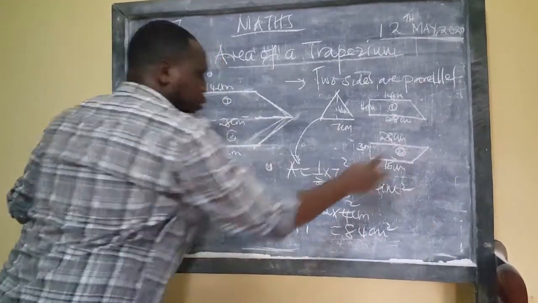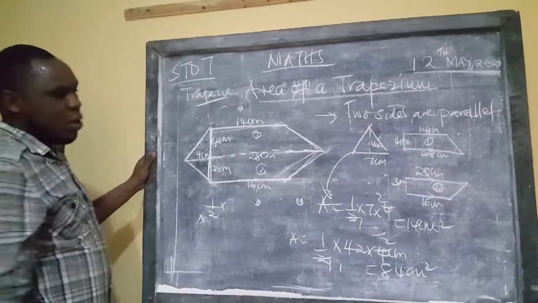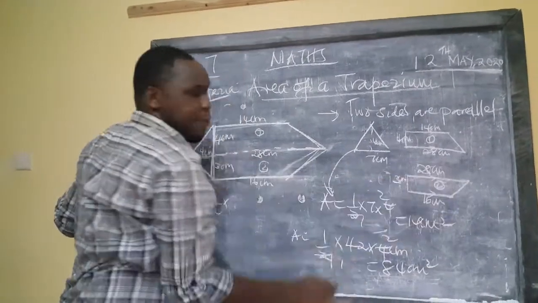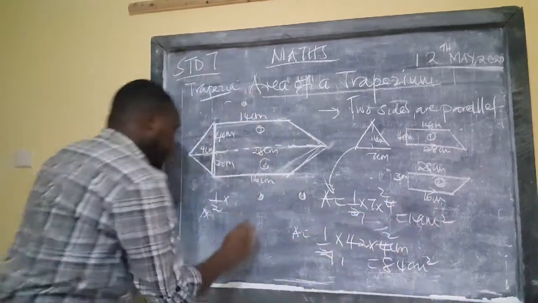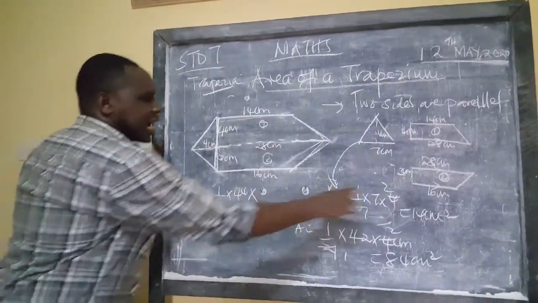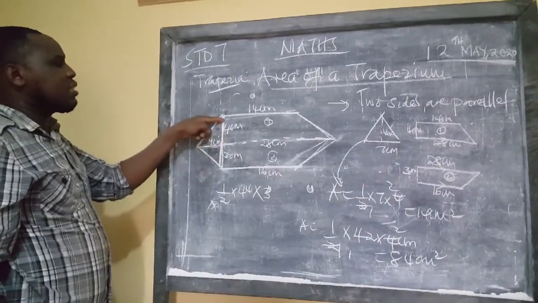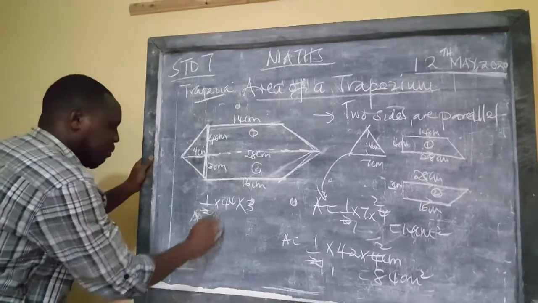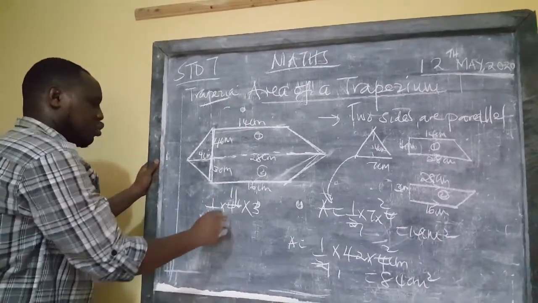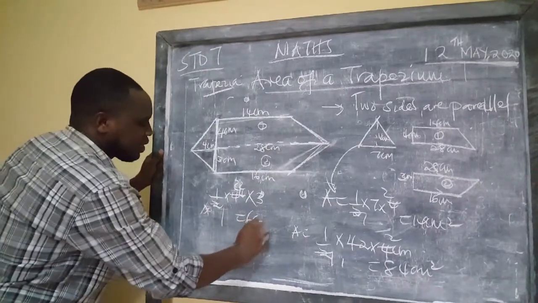Our shape number 2, which is half times, what is A plus B? A plus B are the parallel lines. A plus B is going to give you 44 centimeters, and the height is 3. Remember the height, this is 3 centimeters and this is 4. So they are different. We can't combine them. So half of 44 is 22. 22 times 3 is going to be 66 centimeters squared.